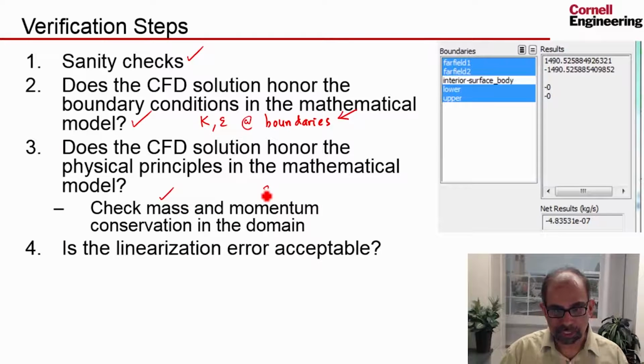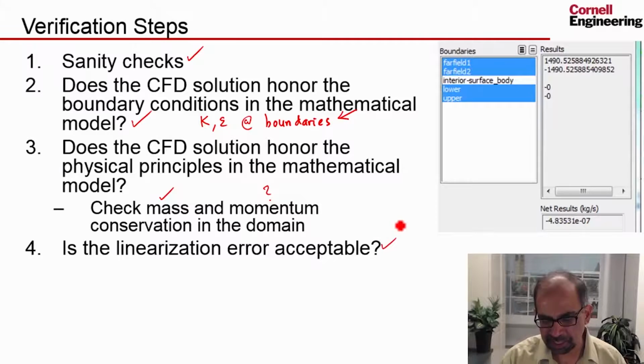Moving on to the numerical errors introduced by the tool, is the linearization error acceptable? We got the residuals down to of the order of 10 to the power of minus 6. We had a little bit of an issue with the k and epsilon residuals, and we also checked that the drag coefficient and the lift coefficient are not changing. So I think we can be fairly confident that the linearization error is not very large for this case. It might become a problem when you change the mesh.